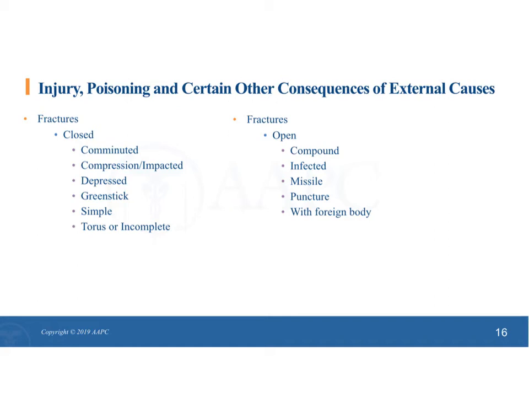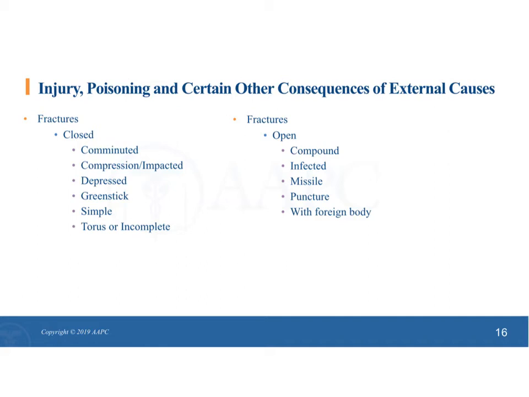Impacted fracture, one part of a bone is driven forcefully into another. Simple fracture, the bone is broken in only one place. Torus or incomplete, one side of the bone buckles. This is most common in children because of their softer bones.